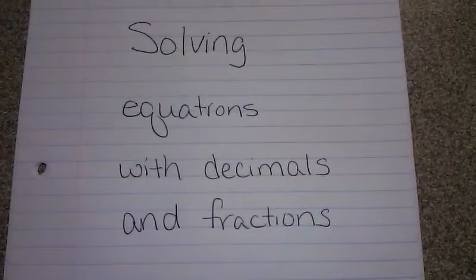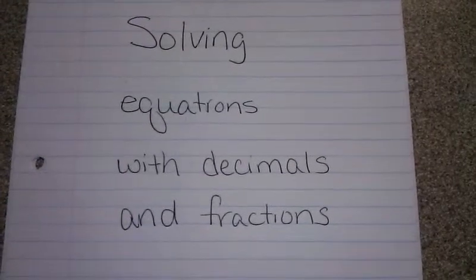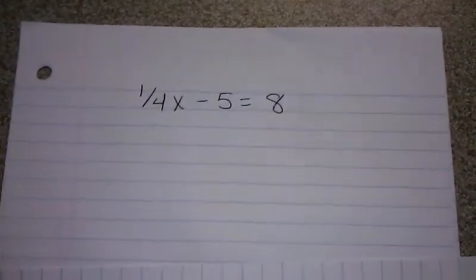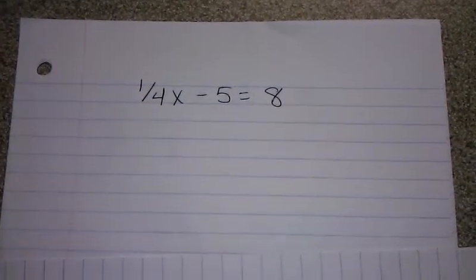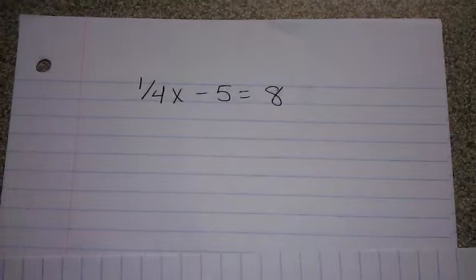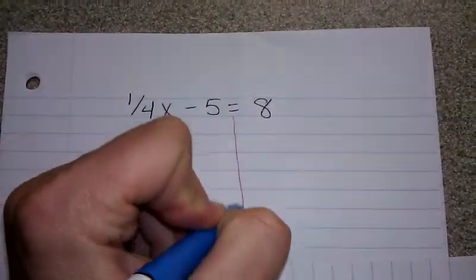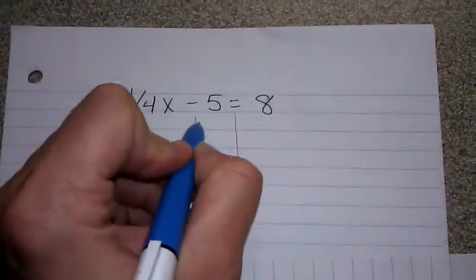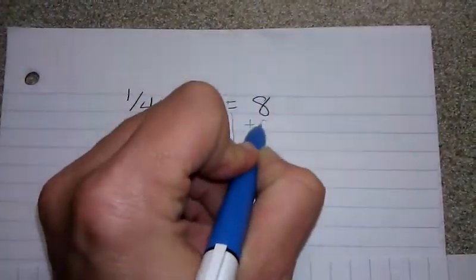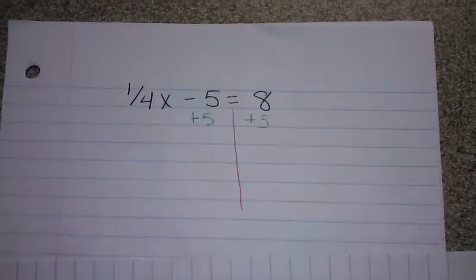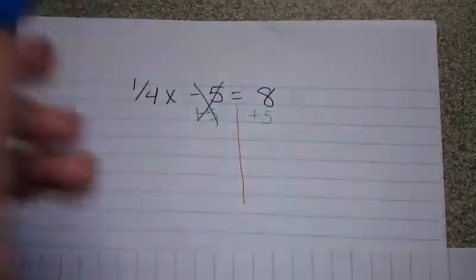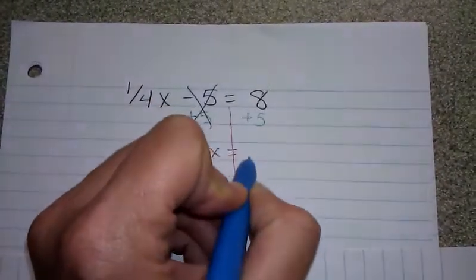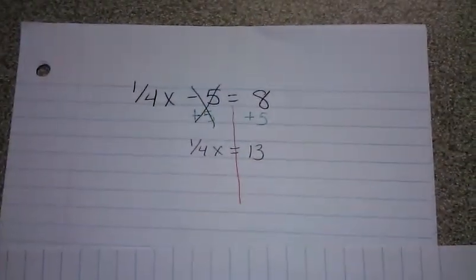In this video, we're going to be solving equations with decimals and fractions. The first problem right here, pause the video, come back and see how you did. Right here, I'm going to draw my dotted line to separate it. First thing I'm going to do is add 5 to each side. Well, that makes these cancel out, and I get 1/4 x equals 8 plus 5, 13.